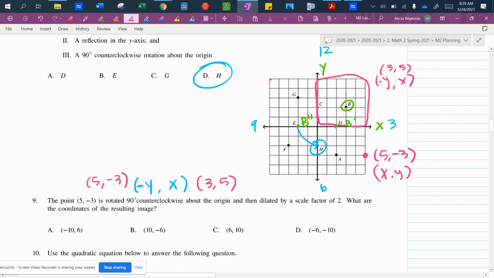So number 9 is C. Because after I have (3, 5), then it says dilated by a scale factor of 2. So that's when we're going to multiply this times 2 and get (6, 10).